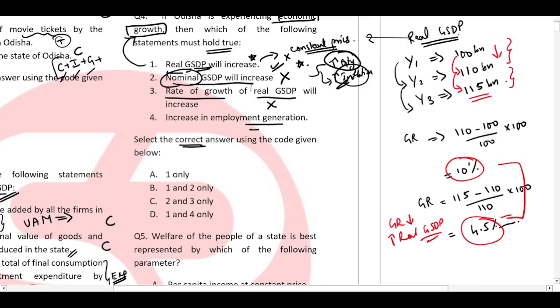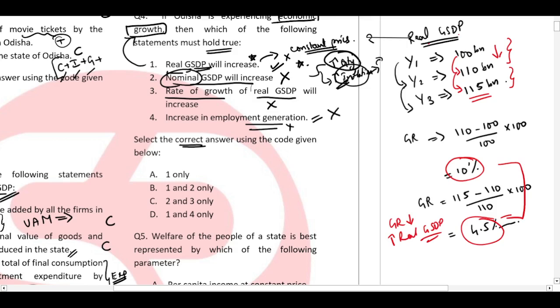Increase in unemployment generation. It is not necessary that because the economic growth is happening, the employment will always be generated. Like we said, because of the inflation, the growth can keep happening. So in that case, the employment generation need not happen. So this is also not conclusive.